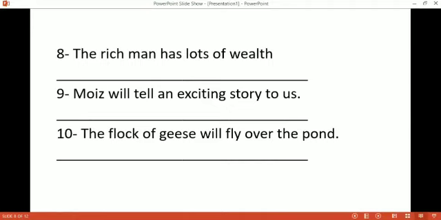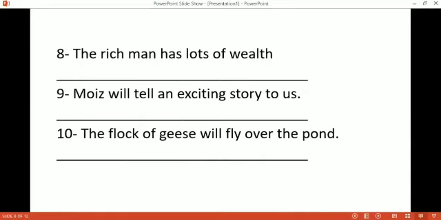Okay, sentence number nine is Moise will tell an exciting story to us. Will is the helping verb, and after will, we will put not. Moise will not tell. Moise will not tell an exciting story to us.